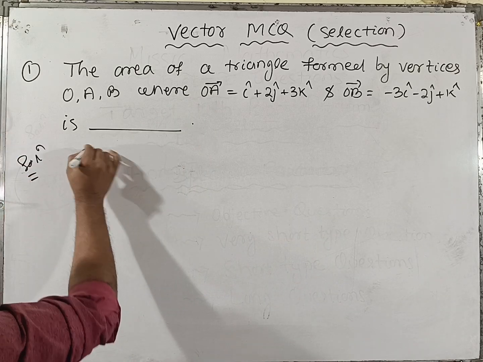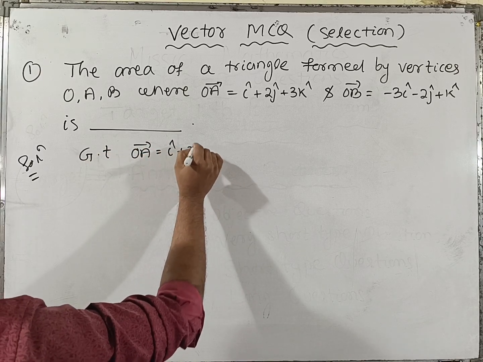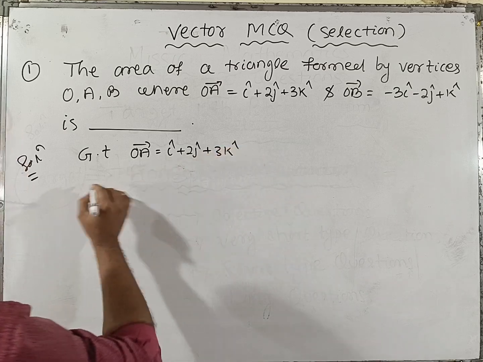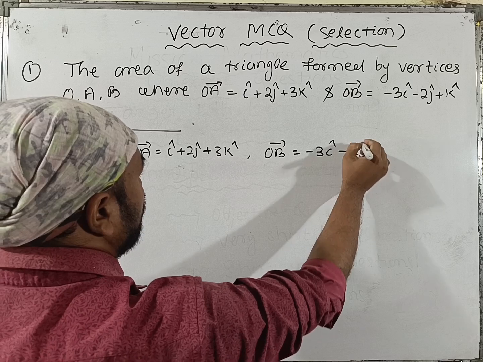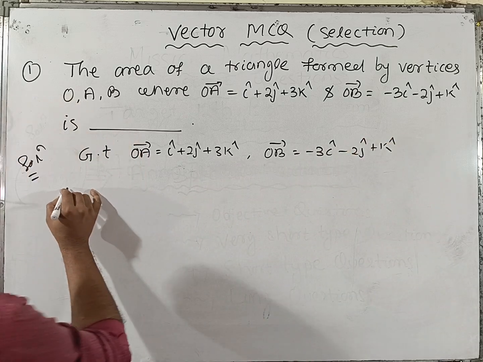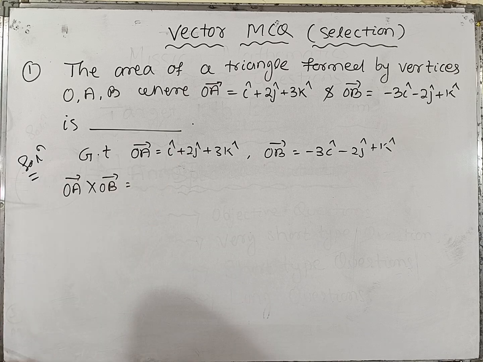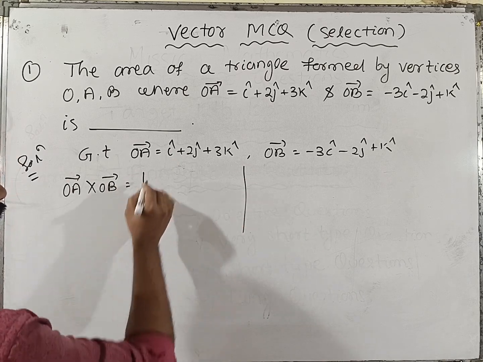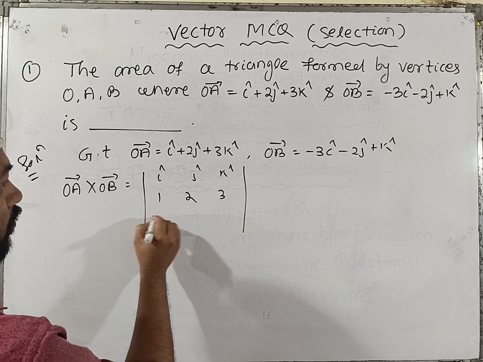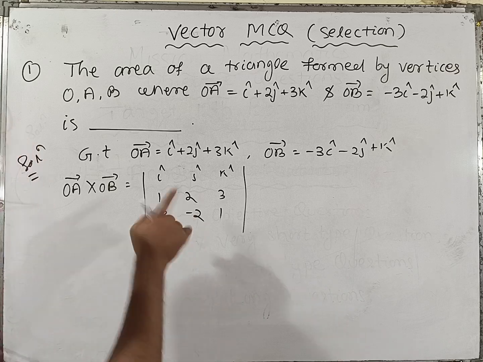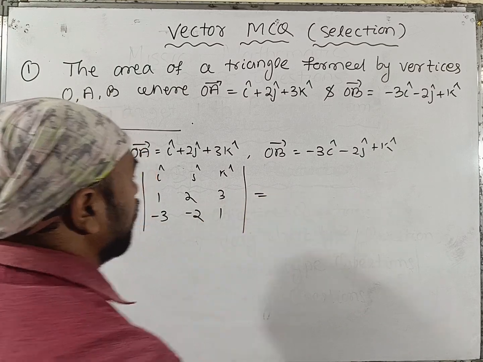First of all, we have to write down, given that the OA vector is equal to i cap plus 2j cap plus 3k cap. Then we write down the OB vector, it is minus 3i cap minus 2j cap plus k cap. Then first of all we have to find out OA vector cross OB vector, the cross product of these two vectors. From the determinant we have i cap, j cap, k cap, then 1, 2, 3, minus 3, minus 2, 1. Then you have to solve this and you will find out the answer.